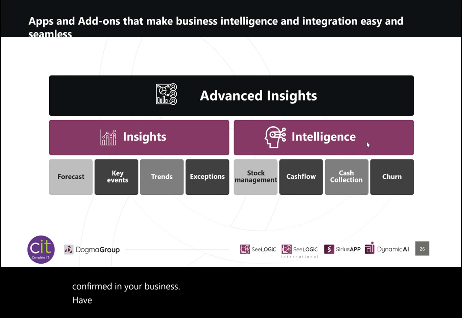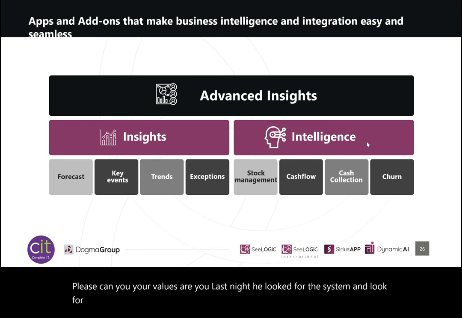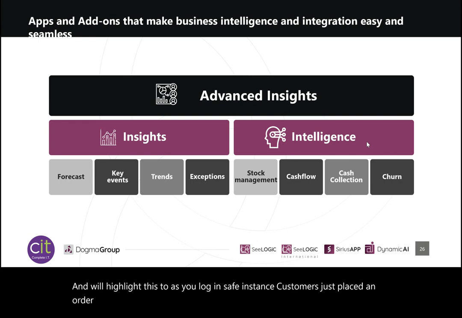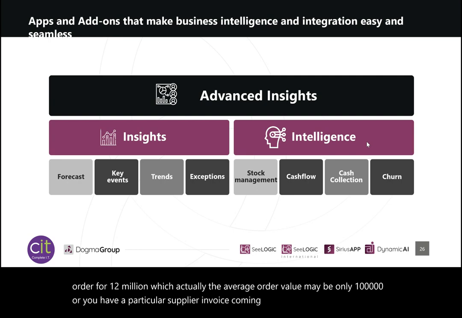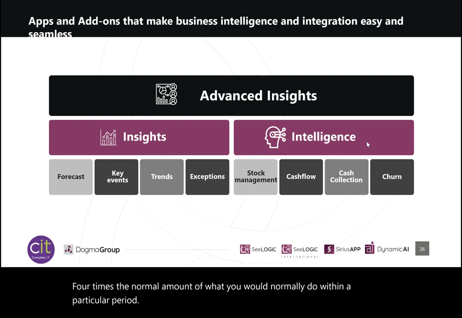Other insights capability within the product are key insights and key events. So what happens is, based upon your role, your user, it will automatically look through the system and look for abnormal exceptions or trends, and highlight those to you as you log in. So for instance, a customer's just placed an order for 12 million, where the average order value may be only 100,000, or you have a particular supplier invoice coming up, a purchase invoice for 4 times the normal amount of what you would normally do within a particular period. So it enables you to pull that information out.